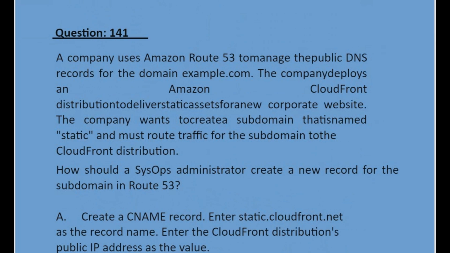Question is, a company uses Amazon Route 53 to manage the public DNS records for the domain example.com. The company deploys an Amazon CloudFront distribution to deliver static assets for a new corporate website. The company wants to create a subdomain that is named static and must route traffic for the subdomain to the CloudFront distribution. How should a SysOps administrator create a new record for the subdomain in Route 53?